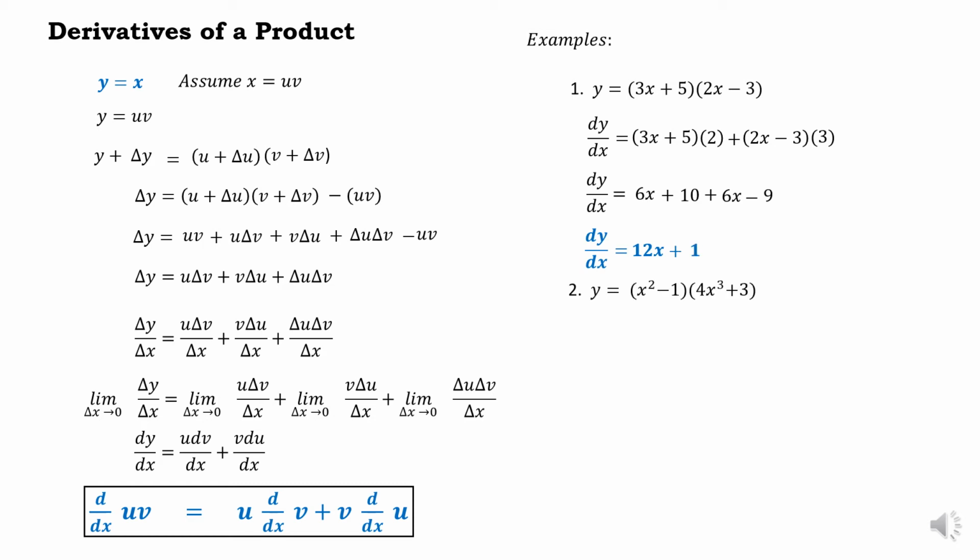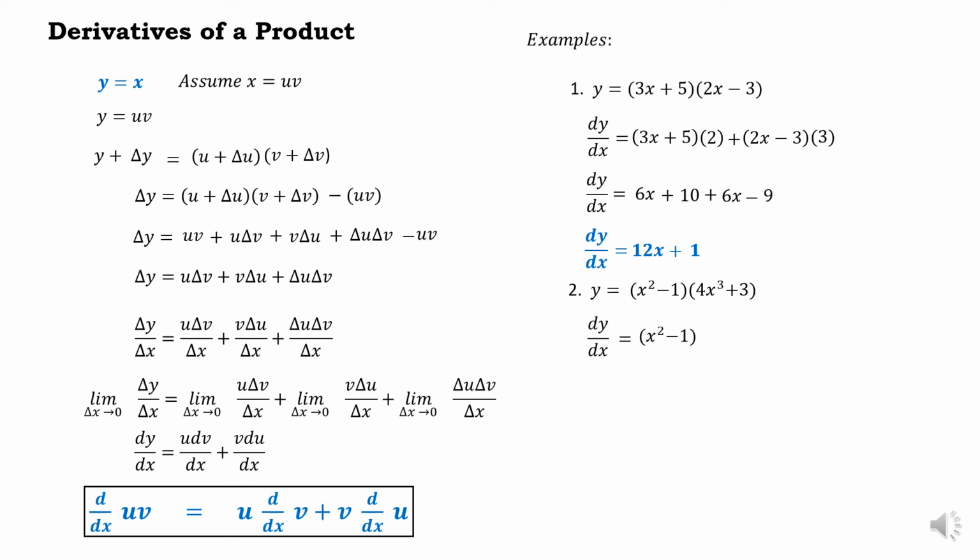Number 2. If we're going to determine the derivative of the product x squared minus 1 and 4x cubed plus 3, therefore the derivative of y with respect to x is equal to, just copy the first function which is x squared minus 1, multiplied by the derivative of the second function which is 4x cubed plus 3.